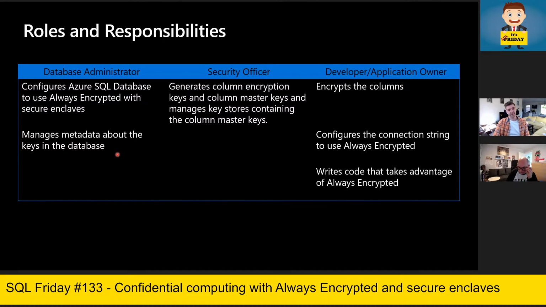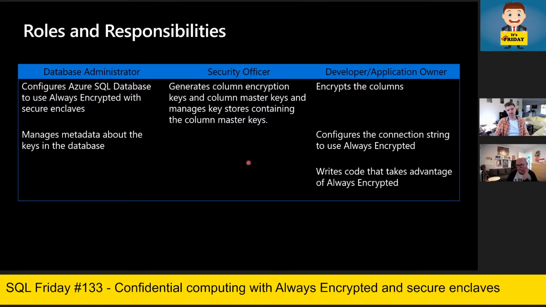Then the second person that comes into play is the security officer. That is the person who is going to generate the column encryption keys and the column master keys, and also manages the keys that are stored in the key stores containing the column master keys. The key stores can be Microsoft Azure Key Vault or the Windows local certificate store, or you can also use a third-party key store if you have one available at your company, right?